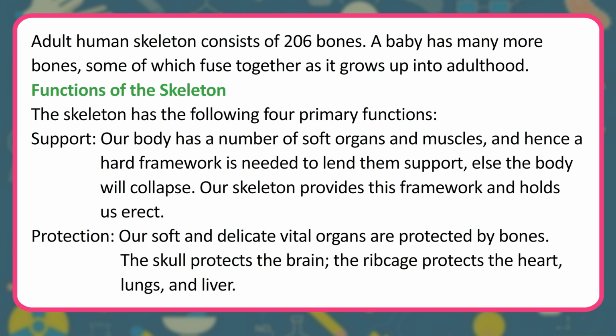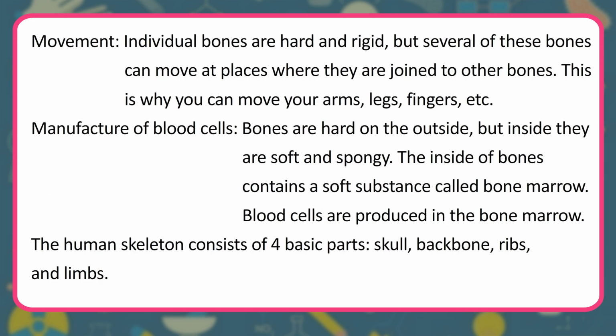Protection. Our soft and delicate vital organs are protected by bones. The skull protects the brain; the rib cage protects the heart, lungs, and liver. Movement. Individual bones are hard and rigid, but several of these bones can move at places where they are joined to other bones. This is why you can move your arms, legs, fingers, etc.